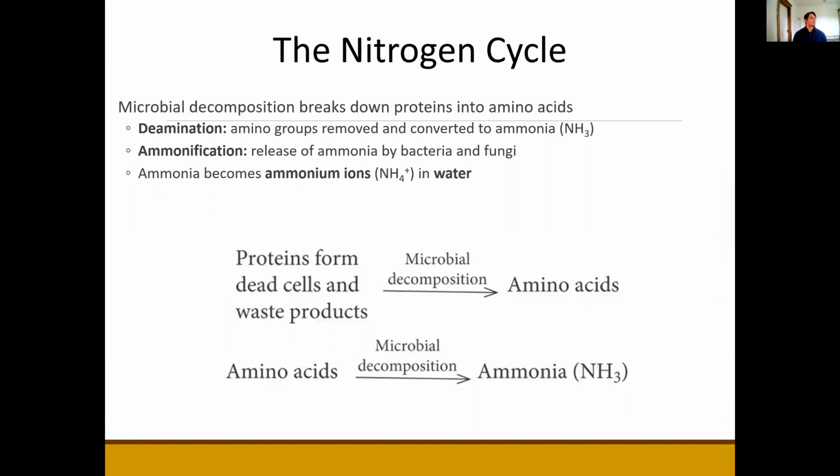Okay, so the first thing we're going to be looking at, in the same order, is ammonification. This is microbial decomposition that breaks down proteins into amino acids. We have deamination happening. Sorry, I'm going to speed up again a bit, guys. I see I've used quite a bit of time on this one. The amino groups are removed and converted to ammonia. Ammonification is the release of ammonia by fungi and bacteria, and ammonia becomes ammonium ions in water. So here you can see those processes represented in a simple diagram form.